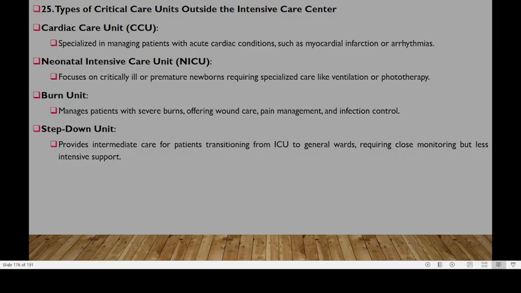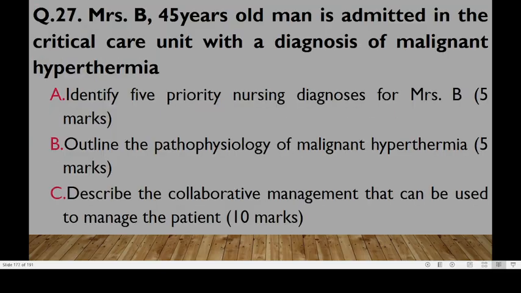We have types of critical care units outside the intensive care unit. You could talk of intensive cardiac care unit, the neonatal intensive care unit, the burn unit, the step down unit.